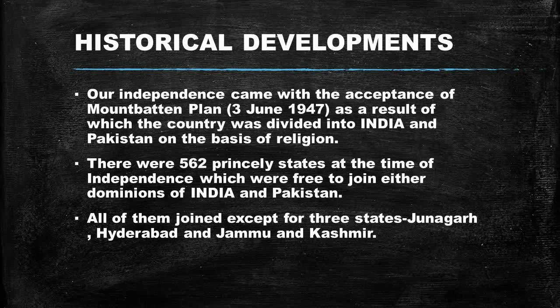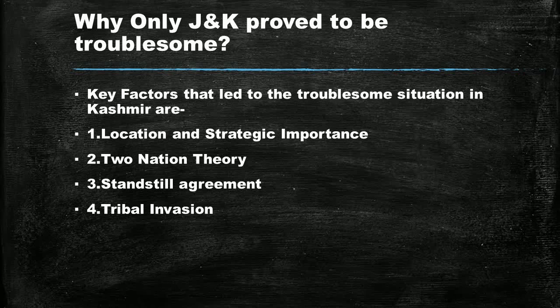There were 562 princely states in present-day India, which were free to join either the dominion of India or Pakistan. Thanks to our leaders and their tactics and strategies, all of them joined except 3 states: Junagadh, Hyderabad and Jammu and Kashmir. Now why did only Jammu and Kashmir prove to be troublesome?